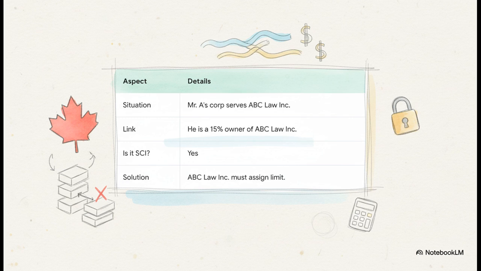So let's run our tests. Relationship test? Yep, for sure. A shareholder of his personal corp, that's him, has a direct interest in the payer, ABC Law. And assuming this is his main gig, the income is definitely more than 10%. So what's the verdict? It's SCI. He is not getting the SBD on that income unless the big firm agrees to assign some of its business limit over to his personal company.